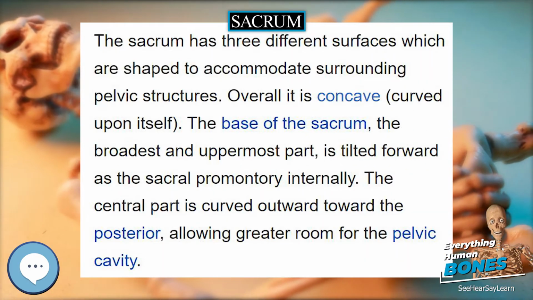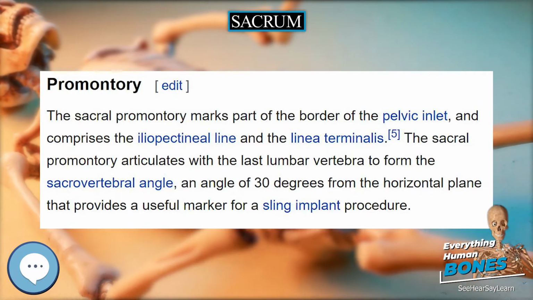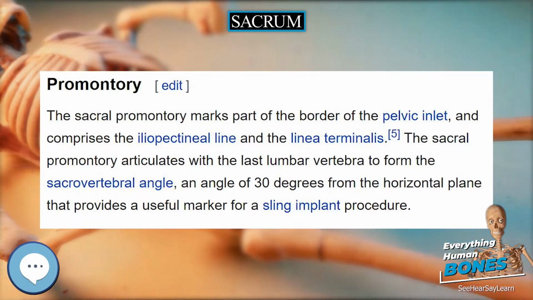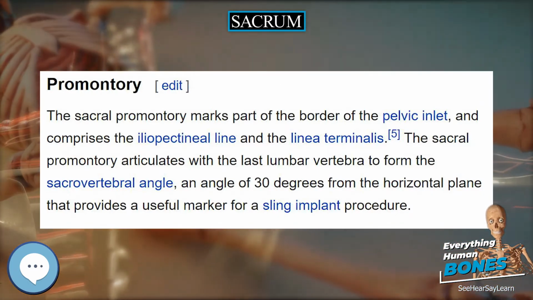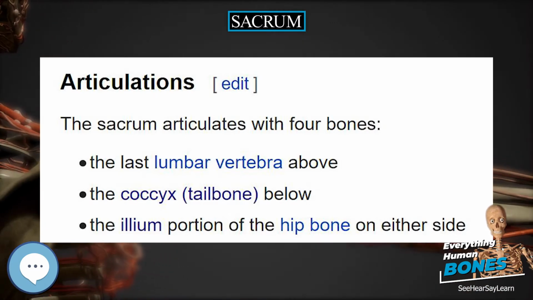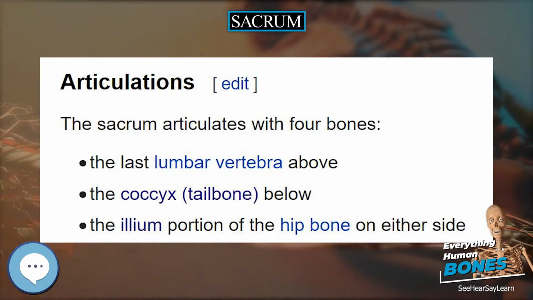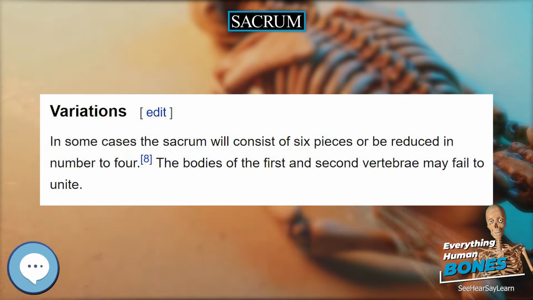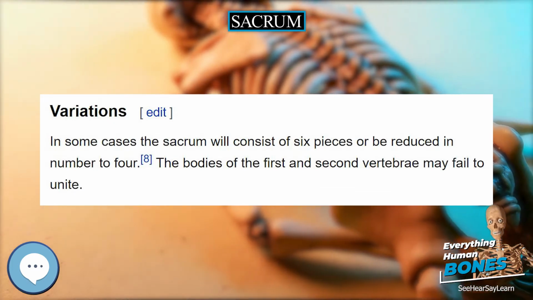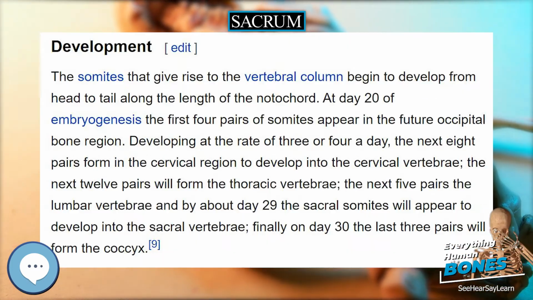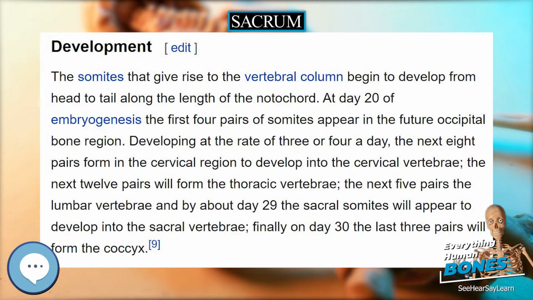Its middle part is crossed by 4 transverse ridges, which correspond to the original planes of separation between the 5 sacral vertebrae. The body of the first segment is large and has the form of a lumbar vertebra. The bodies of the next bones get progressively smaller, are flattened from the back, and curve to shape themselves to the sacrum, being concave in front and convex behind.